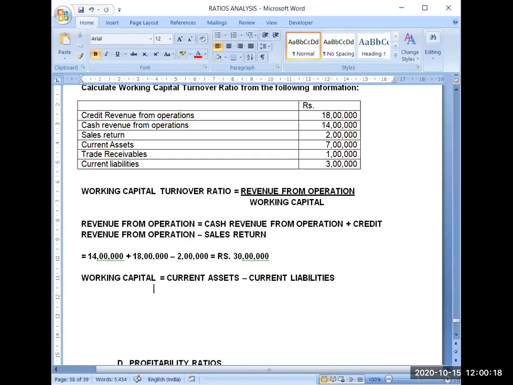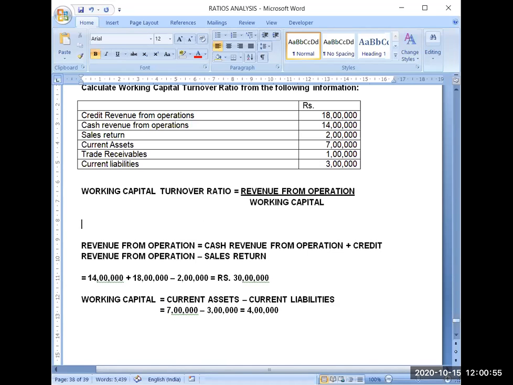Now current assets are given. I hope this point is also clear why I am not considering trade receivable. Current assets are given, rupees 7 lakh, and current liabilities are given, rupees 3 lakh. So your working capital will be equal to 4 lakh. Now I have calculated both of the variables. Revenue from operation I get to know and working capital also I know. So now I will put the values in the formula.